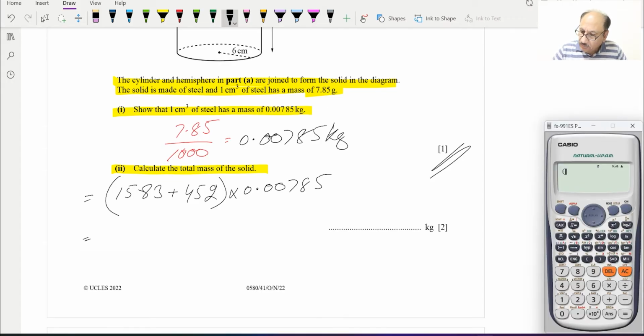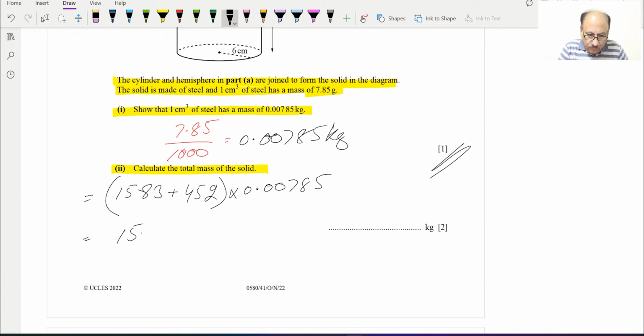So we add 1583 plus 452, and then multiply by 0.00785, and this will be 15.97 kg, which we can round to 16 to the nearest kg. So 16 kg will be our answer for 2 marks.